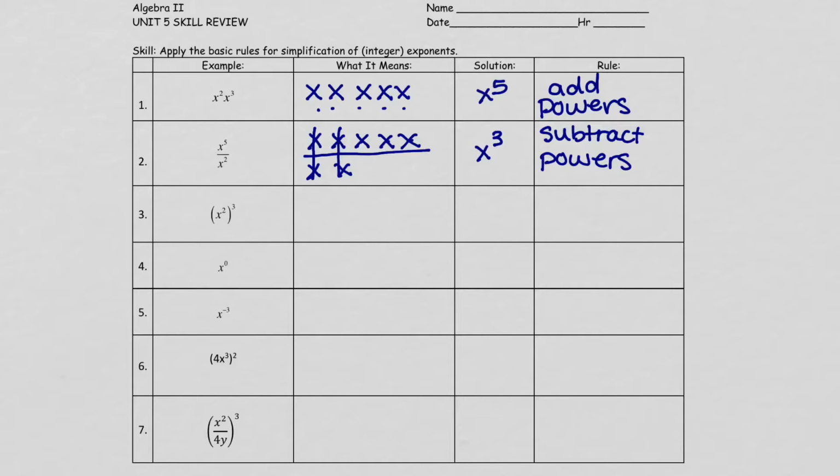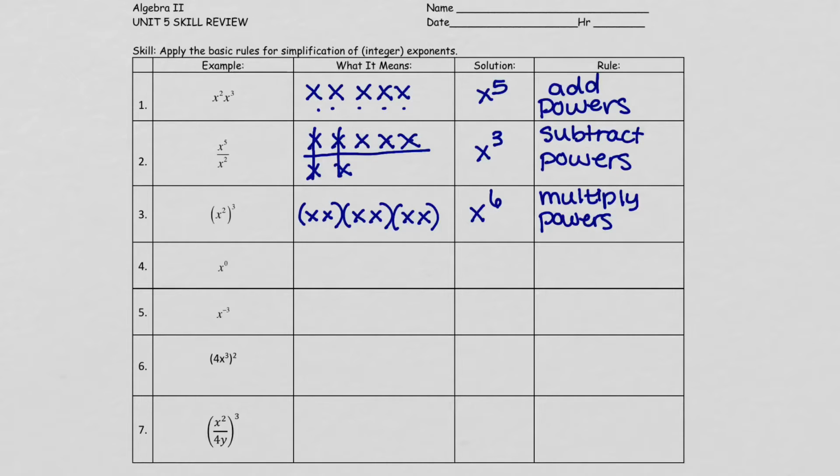Okay, now we have a power raised to a power. So x squared cubed. Well, what that really means is we've got x squared, which can be represented like this, x times x, but we have 3 copies of that. So x times x times x times x times x times x. And now we look at it and we can see that altogether what we have are 6 copies of x. So x to the 6th. How did we take that 2 and that 3 and make it into a 6? Well, we multiplied our powers. So in this example, we will multiply our powers.